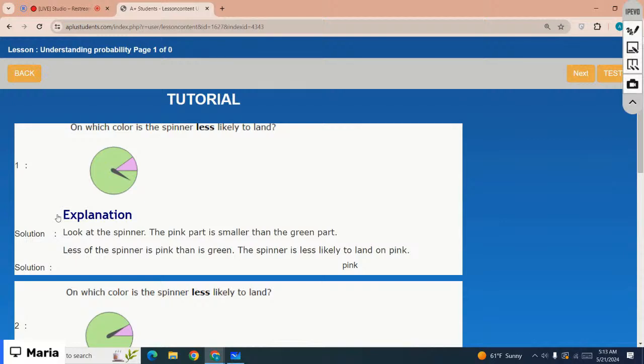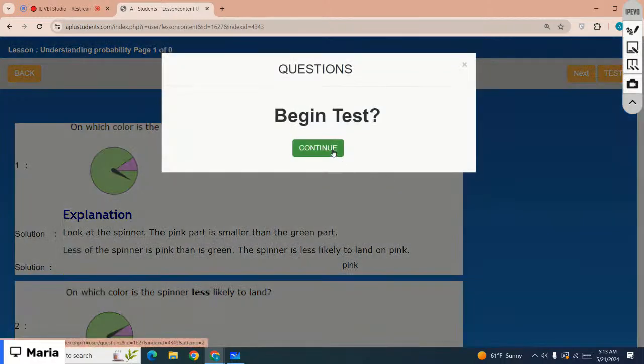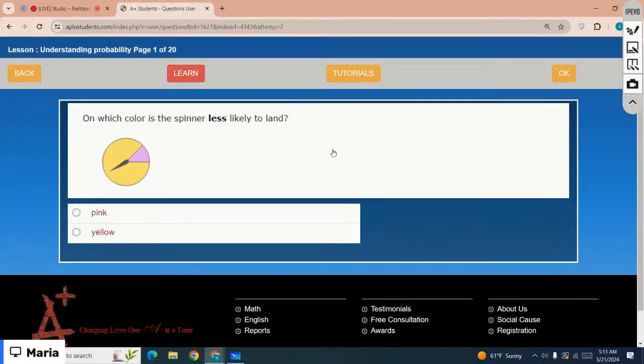Just look at the spinner. The one that has the less portion is the one where the spinner is less likely to land, right? So the correct option is the pink portion, it will be less likely to land. Let's just start with the test questions.